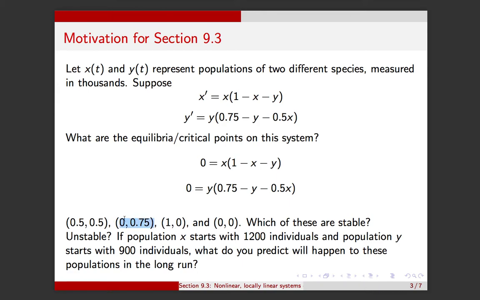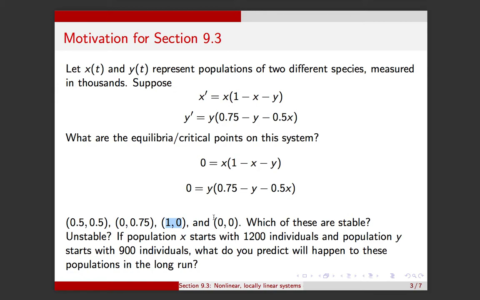This equilibrium here means that the first species, species X, has died out, and the second species has 750 individuals, and so on. There's a mutual extinction equilibrium. This equilibrium here, species X has 1,000 individuals, and species Y has died out.